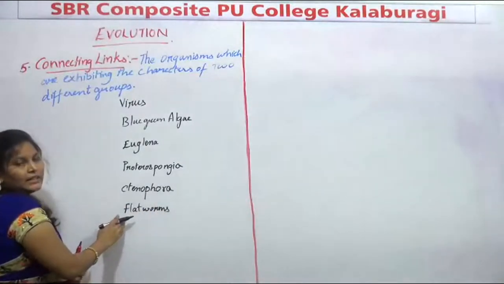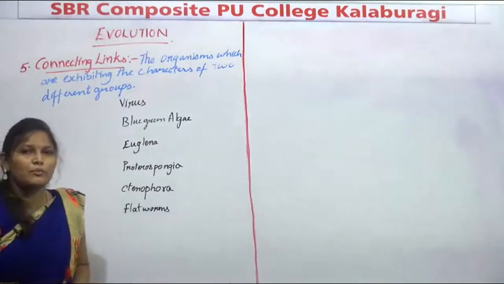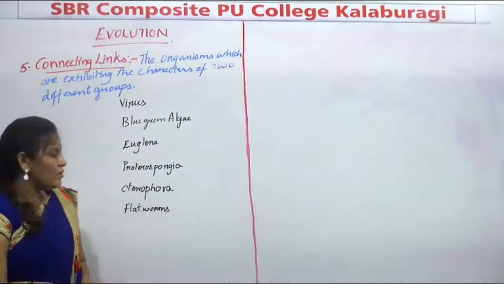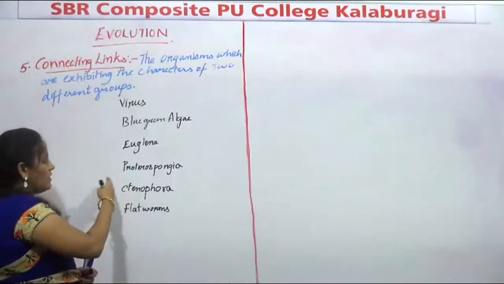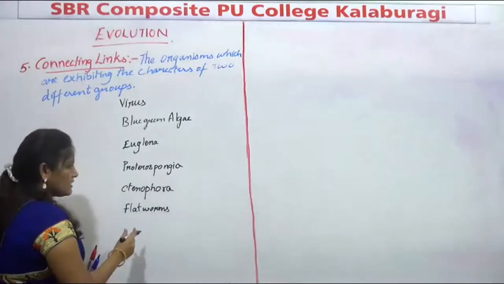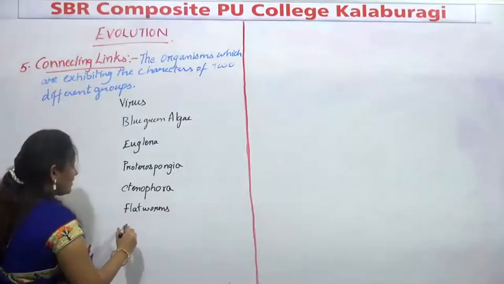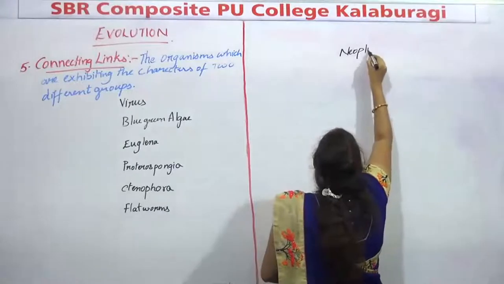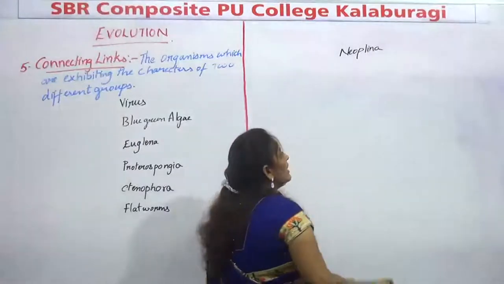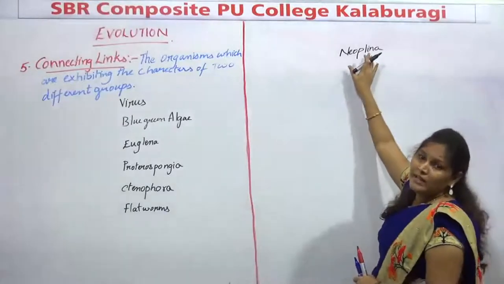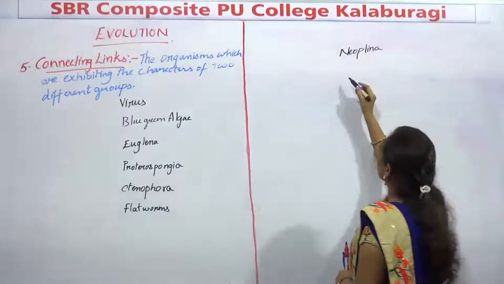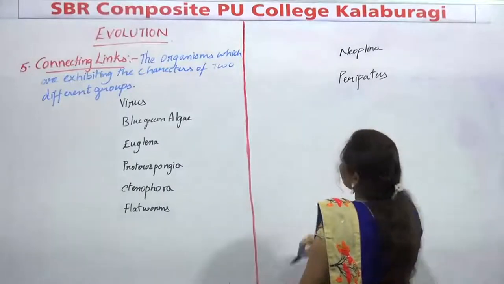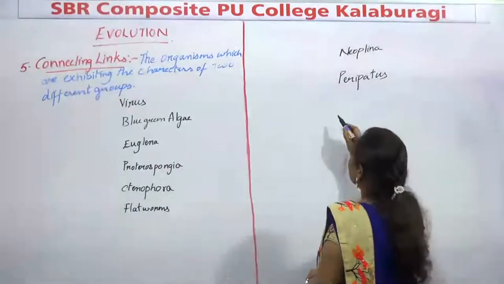Flatworms are the connecting link between diploblastica and triploblastica. The organism which possess two germinal layers and the organism which possess three germinal layers. Okay? The flatworms are the connecting links between diploblastic and triploblastic organisms. Neopilina is the connecting link between annelida and mollusca. Peripatus is the connecting link between annelida and arthropoda.